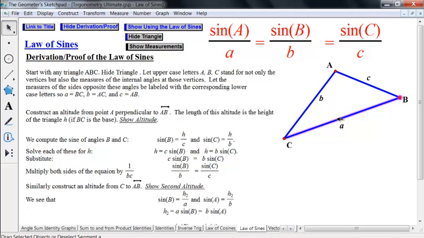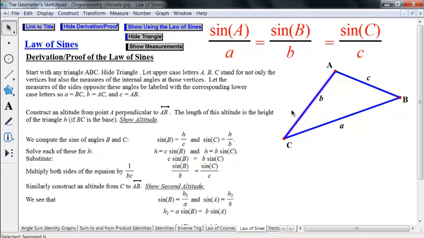So little a is the length of the side opposite angle A, so that's the length BC. Little c, lowercase c, is the length of the side opposite angle C, so that's the length from A to B. And similarly, b is the length of the side opposite B, so that's AC. In other words, our standard notation.